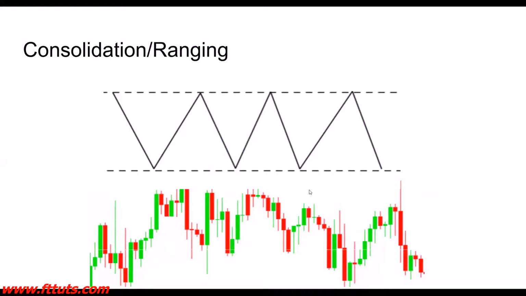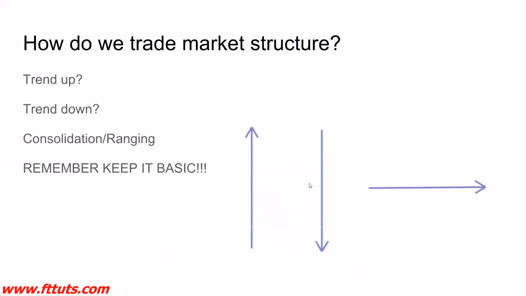Yes. Very good. So how do we trade market structure, guys? It's very simple, okay? If the market is trending up, what are we looking for? Buys. Actually, I could have worded this better, to be honest with you. If the market is moving up, we're looking for buys. If the market looks like it's moving down, we are looking for sells. If the market is consolidating or ranging, we are looking for breakouts, to the upside or to the downside. Both. And that's as basic as we're going to keep it, okay?